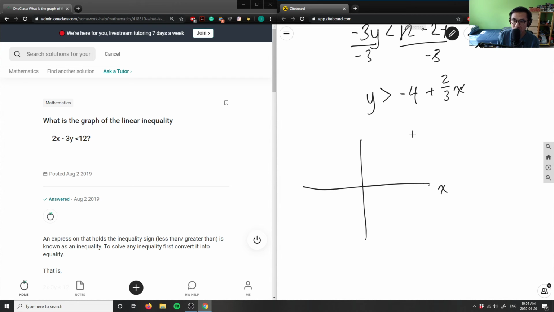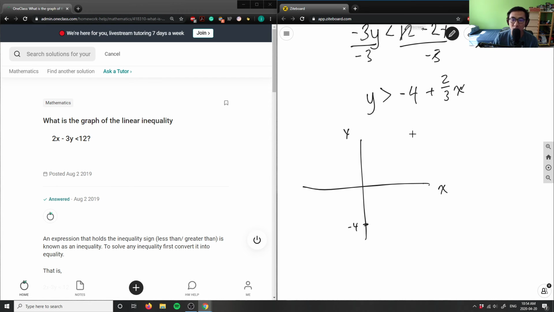This here is x, this here is y. So again, my y-intercept here is negative 4. And then I have a slope of 2/3, right? So again, it means that I'm going up by 2, and then I'm going right by 3, right? Again, it's a positive value here.